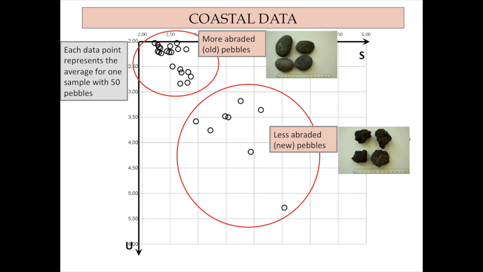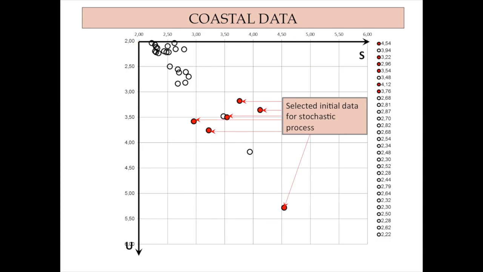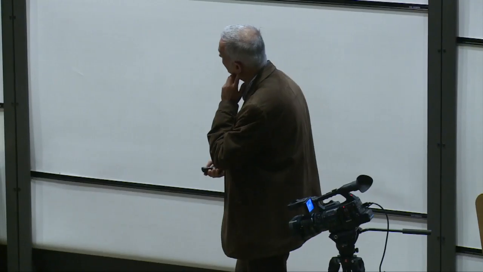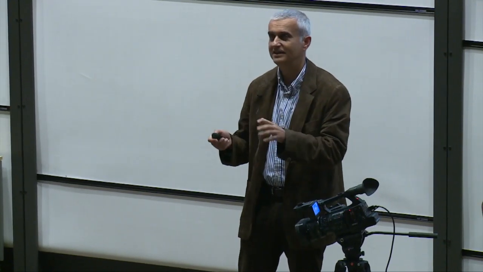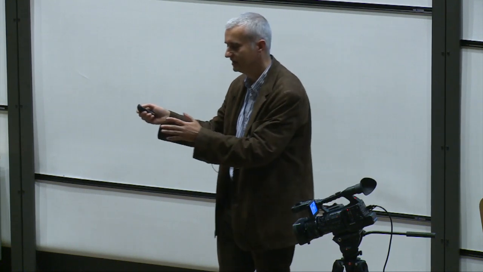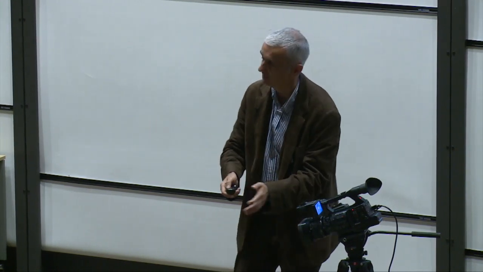And if we start this very simple model from the less abraded pebbles as initial values, the trajectories seem to go to the right place. So they seem to find the pebbles which are more abraded. Maybe, but there is no causal relationship. We collected these pebbles in many different locations. So it is not true that one of them was abraded from the other one.